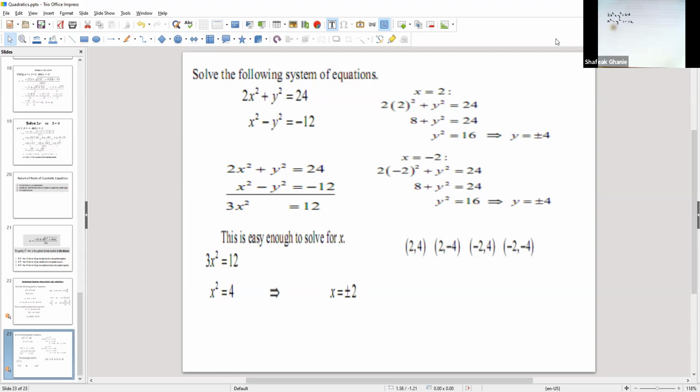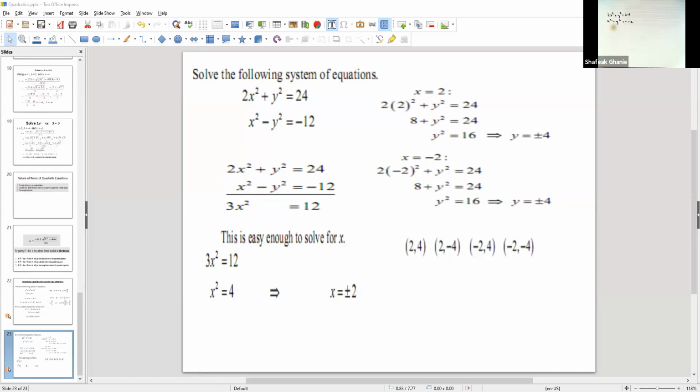Let me go to Desmos and let me just show you. So I have 2x squared plus y squared equal 24. Okay, that's an ellipse. And the next one is x squared minus y squared equal negative 12. Okay, good. So if I make it a little smaller, oh my, it's too small.